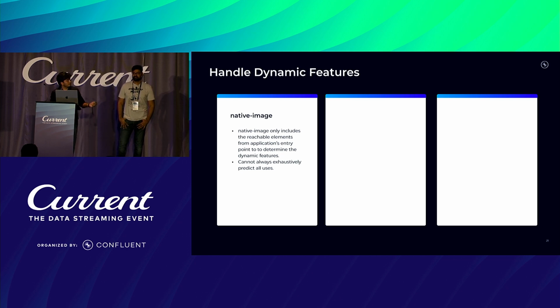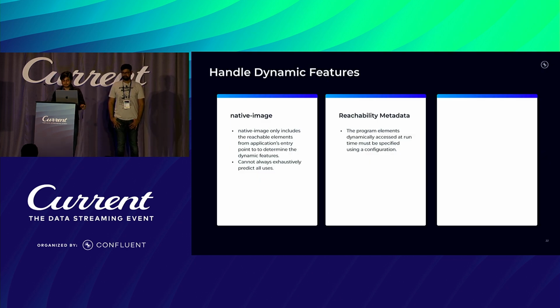So, to address this, GraalVM allows configuration files during build time to specify program elements accessed dynamically at runtime. These files are known as reachability metadata or config files. When they are provided during the building of the standalone native executable, they tell the native image tool to package these dynamic features into the native executable as well.